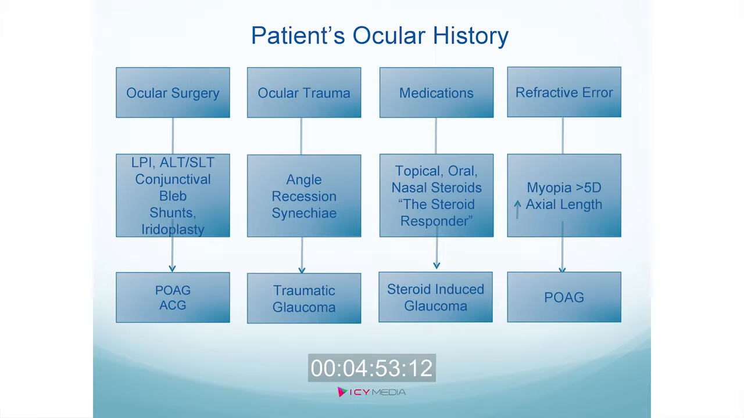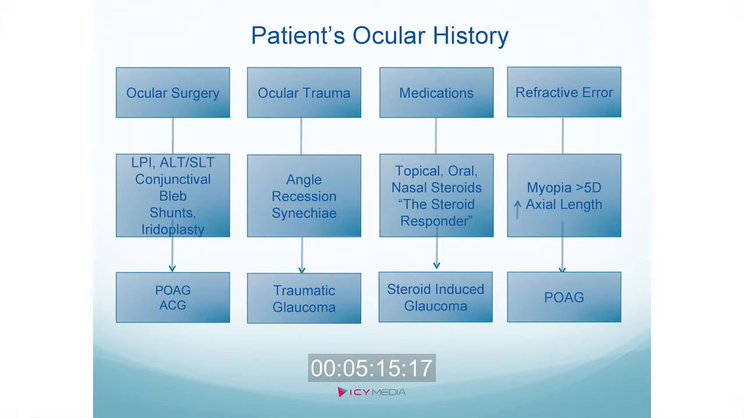What about ocular traumas? For a patient that has unilateral glaucoma, that's a really important question to ask. Were they ever hit in the eye? Did that ever result in angle recession? Do they have synechiae, which might be an indication that there was some old traumatic experience in that eye? And that would put them into the category of more of a traumatic glaucoma than an open-angle glaucoma.